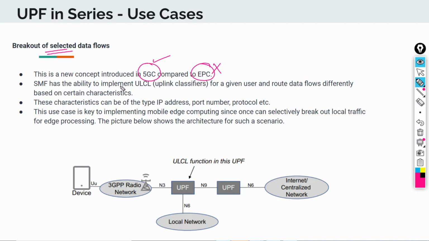The SMF has the ability to implement what are called uplink classifiers, ULCL being the acronym, for a given user, and route data flows differently based on certain characteristics for a given subscriber. These characteristics can be of the type IP addresses, so you can have source IP, destination IP, port number filters, and a protocol. You can think of this as filtering criteria, essentially a filter.